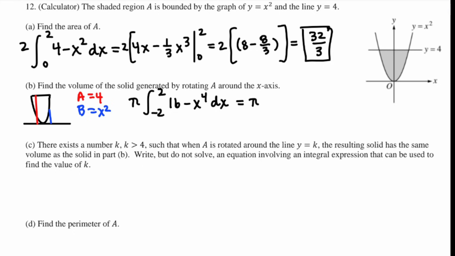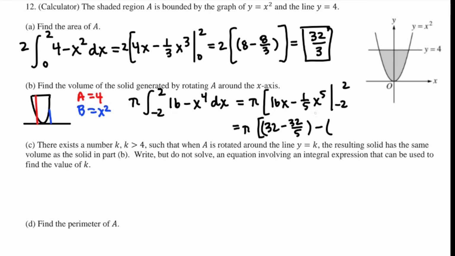Okay, and again, you could use the same trick that I did up there, leverage the symmetry and integrate from 0 to 2, but I think one of those is enough. I don't want to be confusing or anything. So 16x minus 1/5 x to the 5th from negative 2 to 2. 32 minus 32 over 5. This feels very familiar. Minus, when I plug in negative 2, I'm going to get negative 32 plus 32 over 5. And you can even see the symmetry in the antiderivative too.